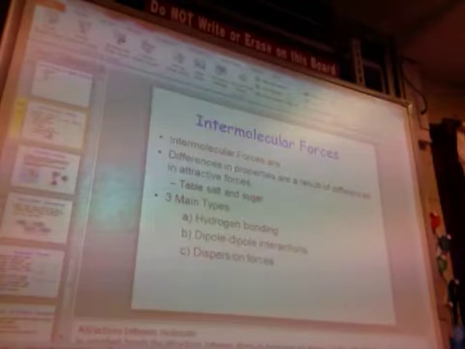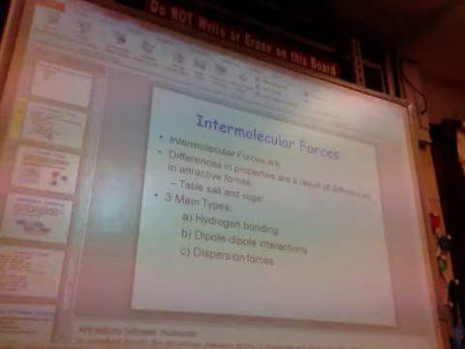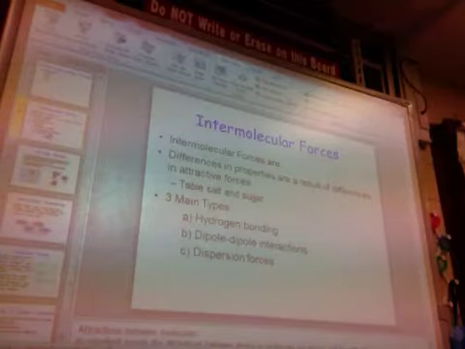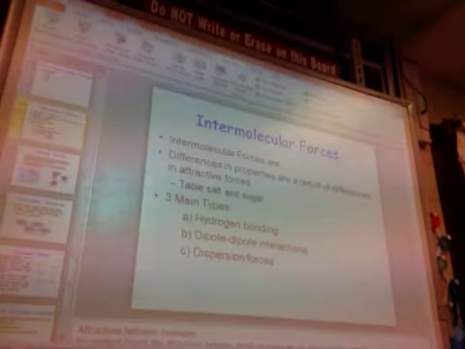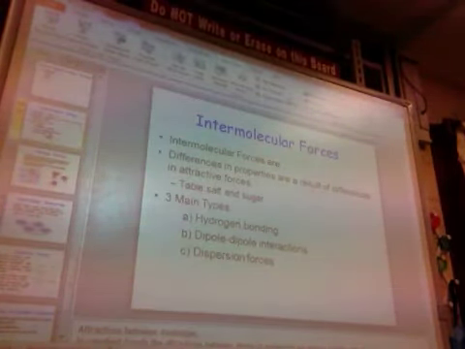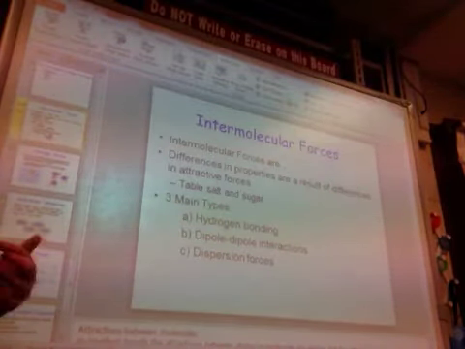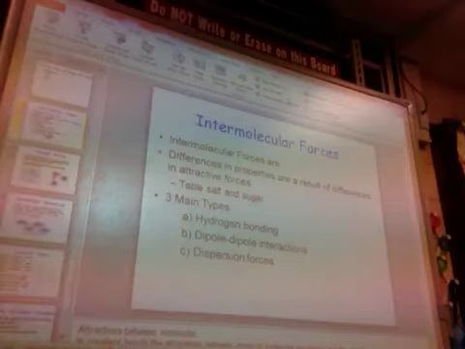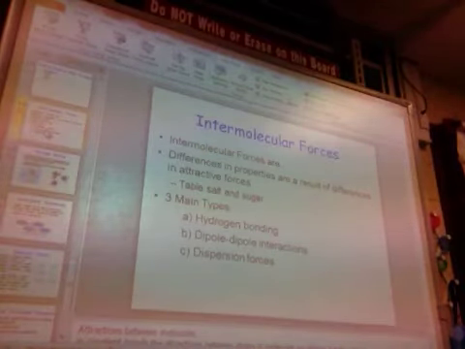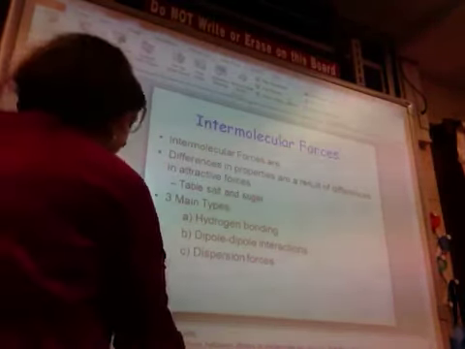Intermolecular forces. Intermolecular forces are attractions between molecules. Now, this is saying an intermolecular force is especially an attraction between molecules. It's not actually happening in the molecule.